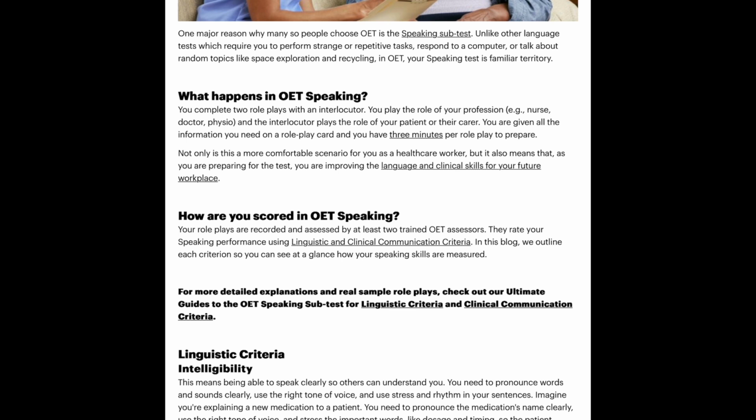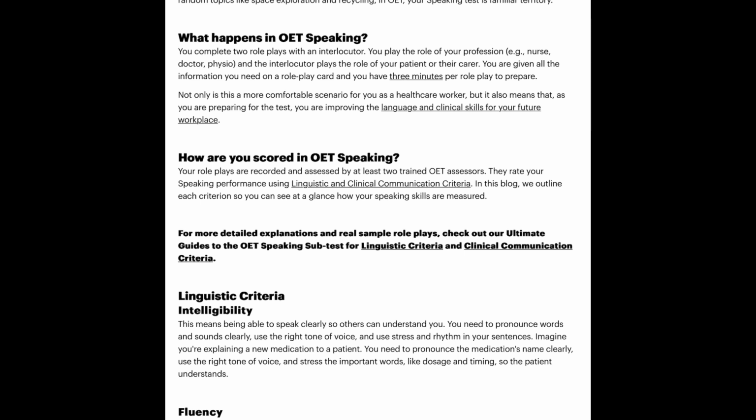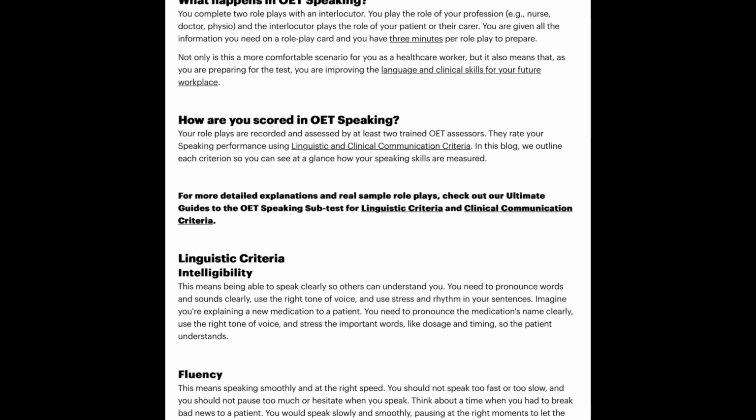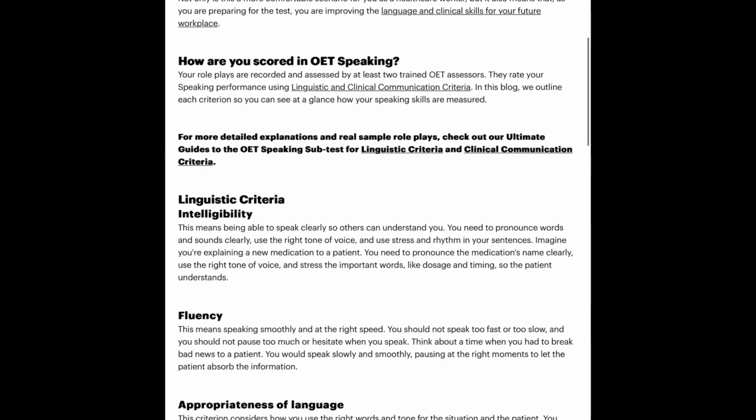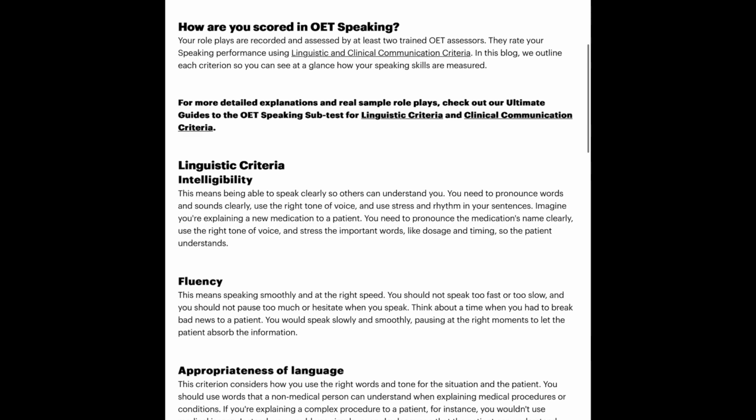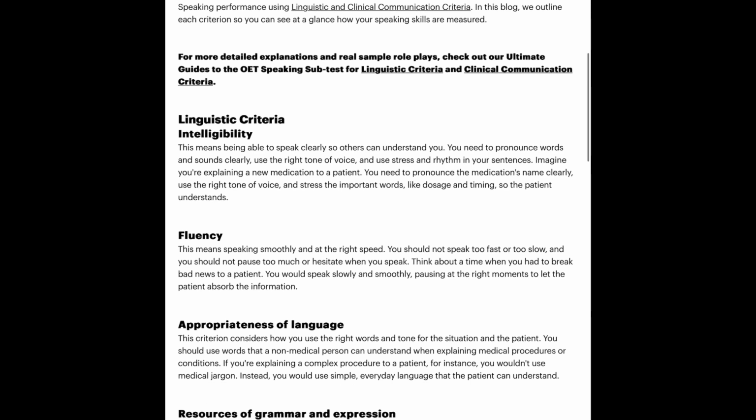You are given all the information you need on a role play card, and you have 3 minutes per role play to prepare. During these 3 minutes, you can ask questions to the interlocutor such as, do I already know you? How to pronounce a certain word? If you don't understand a certain phrase, you can always ask the meaning, and the interlocutors usually do cooperate. Here we have mentioned that the scoring is marked according to 4 linguistic and 5 clinical communication criteria.